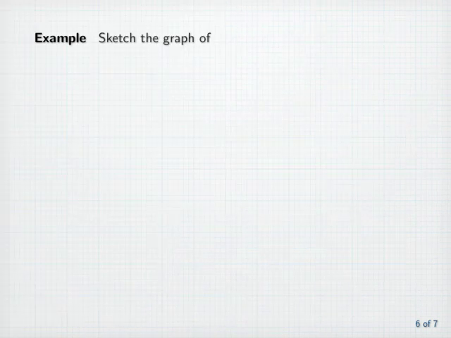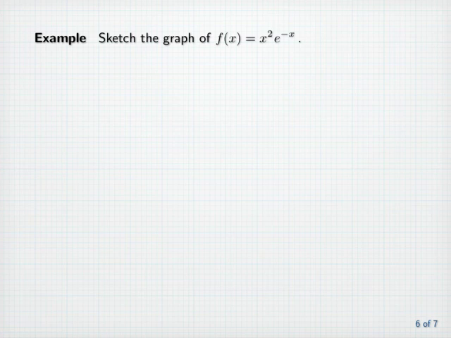Example. Sketch the graph of the function f of x equals x squared times e to the minus x. First, let's compute f prime. By the product rule, we have 2x times e to the minus x plus x squared times the derivative of e to the minus x, which is e to the minus x times minus 1.